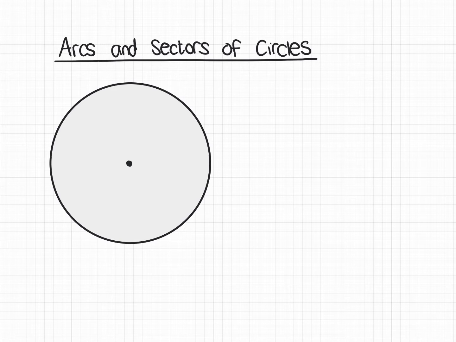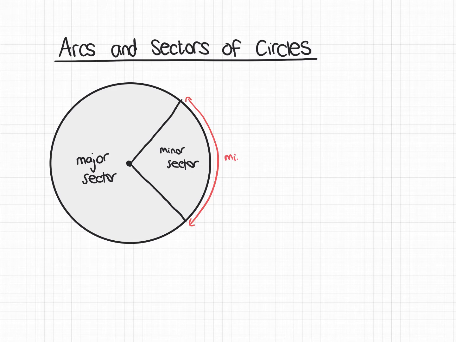If I were to draw two straight lines like this, I split this circle into two sectors. This one in here is called the major sector, and this one in here is called the minor sector. I also split the circumference of the circle up into two arcs. This bit here is called the minor arc, and this bit, you probably guessed, is called the major arc.